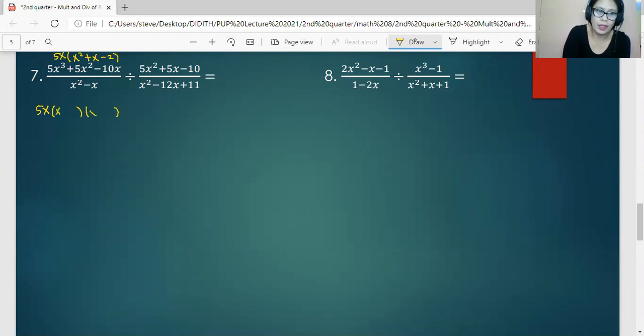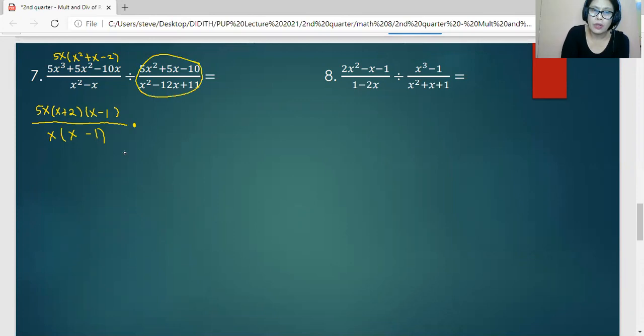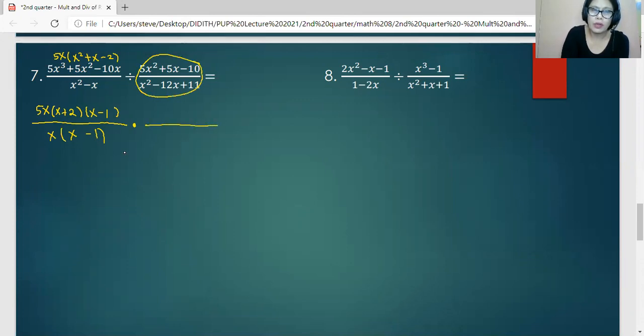So of course x and x and then 2 and 1. So this is plus 2. This one is minus 1. Since the middle term is positive. And then we have a common monomial factor for x squared minus x, and that's x. So if we divide both terms of x squared minus x by x, we have x squared divided by x equals x, and then negative x divided by x is negative 1. And then we'll shift to multiplication, and we'll get the reciprocal of this.